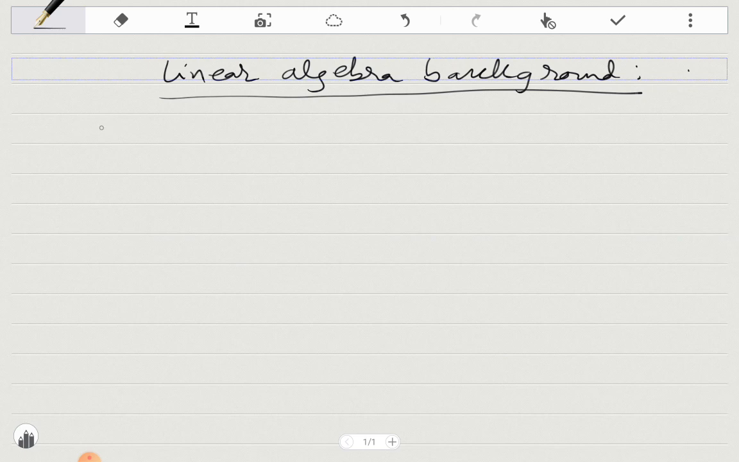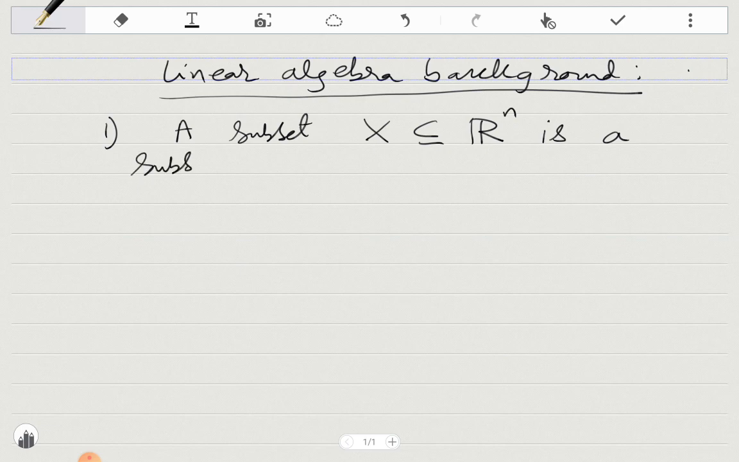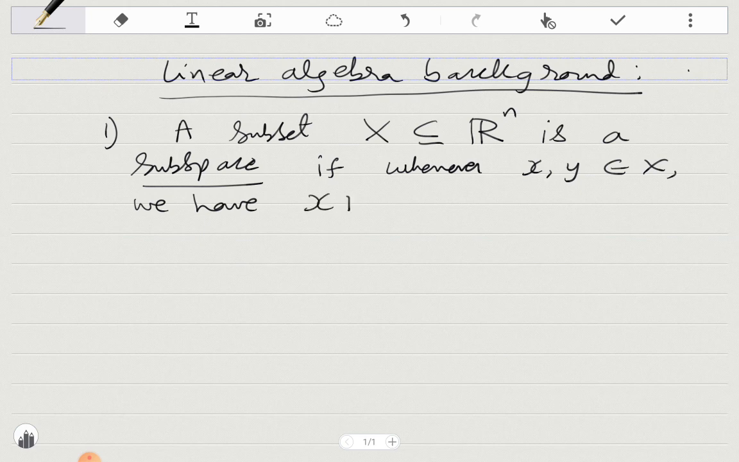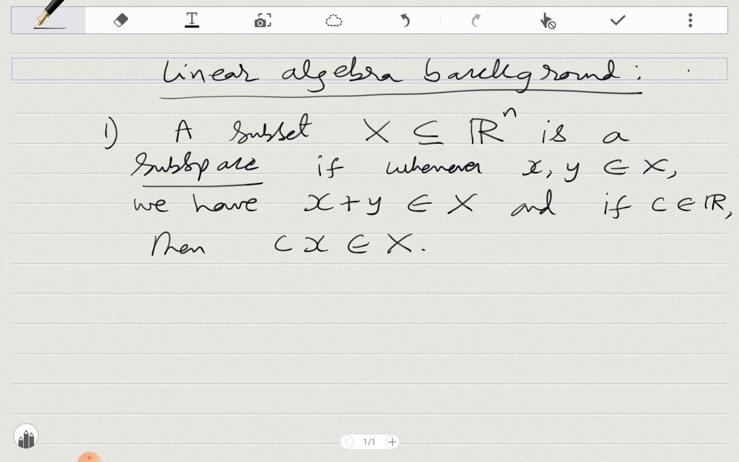So, the first thing is, a subset X in Rn is a subspace if, whenever x and y belong to X, we have x plus y belongs to X, and if I take any scalar c, then cx belongs to X as well.